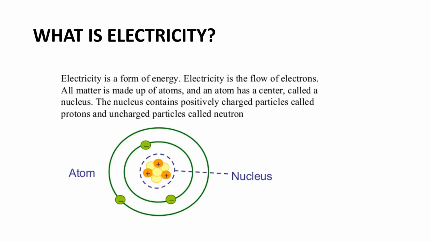As we all know, all matter is made up of atoms, and an atom has a nucleus. This nucleus contains protons and neutrons. Protons are positively charged particles, and neutrons are neutral particles, or uncharged particles.